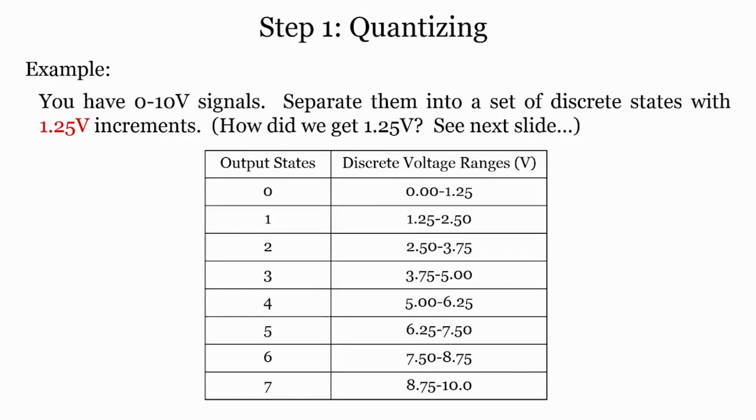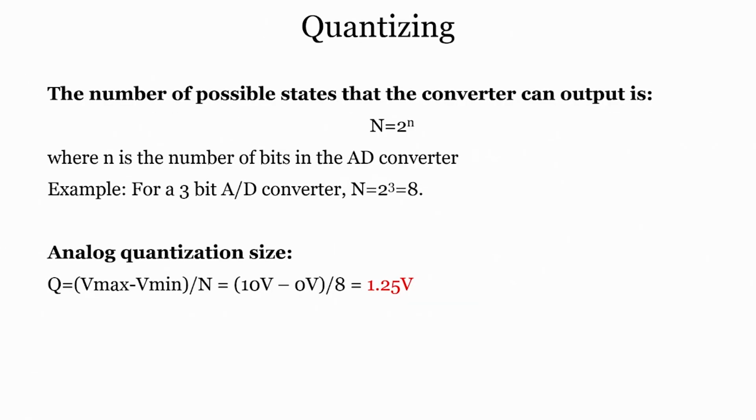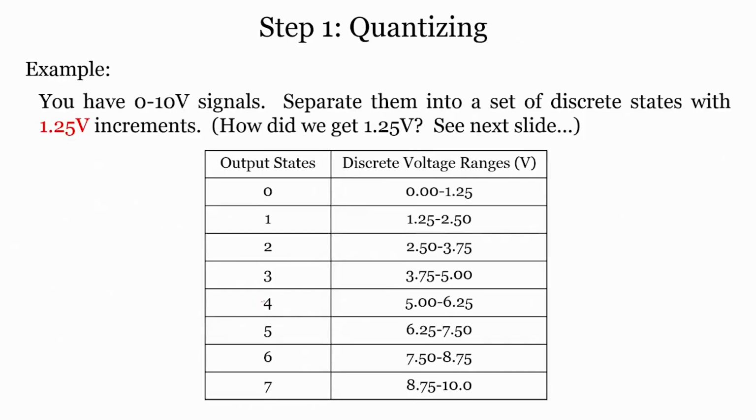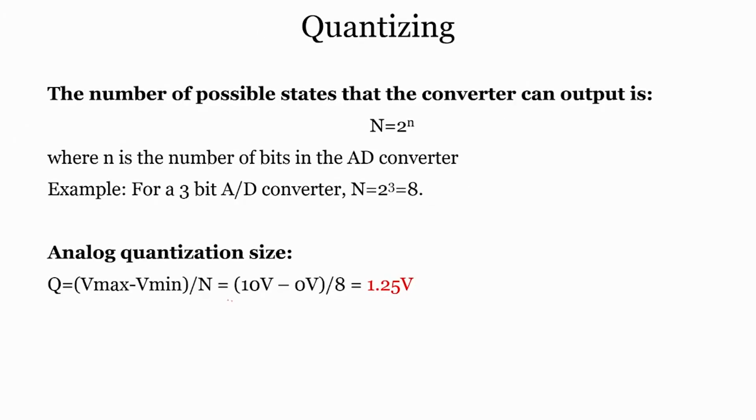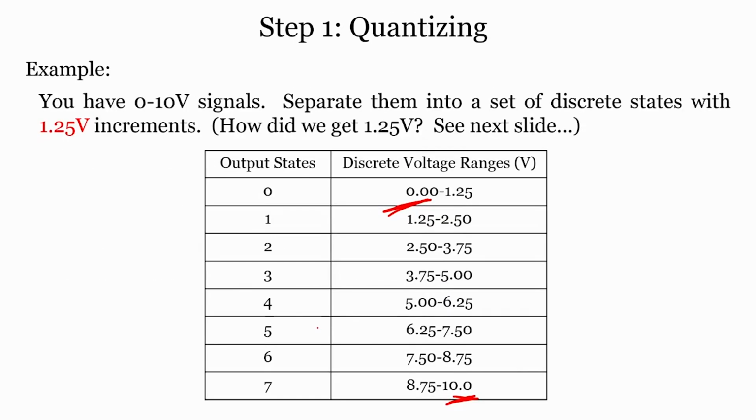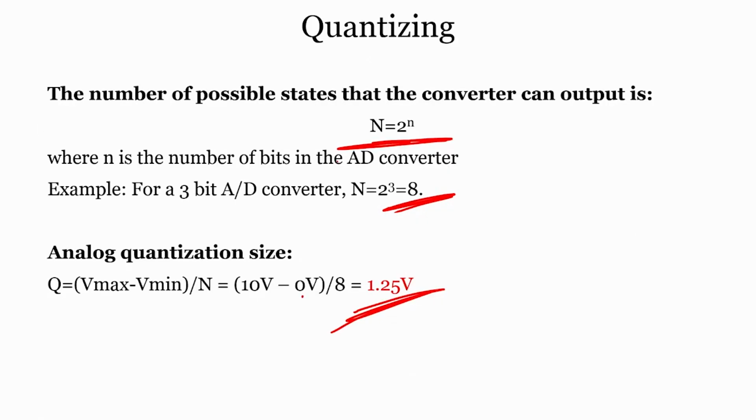Now, what is our thing? We have said that if we use a 3 bit ADC, then it is 2 raised to 3, which is 8. So, analog quantization size would be (V max minus V min) divided by N. What is V max? V max is our 10 volts, right. What is V min? V min is 0. So, 10 volts minus 0 volt, divided by N. What is N? N is 2 raised to n, so divide by 8, right. So, we get 1.25. That is why we have discrete states of 1.25 volts each. Okay, so this is quantizing.